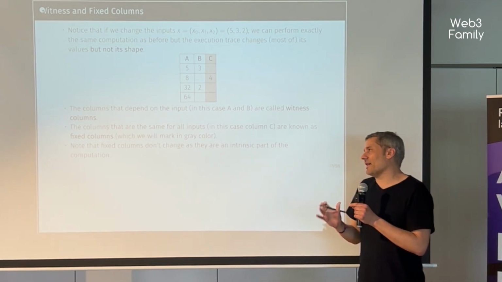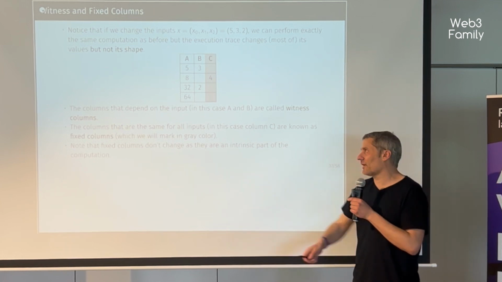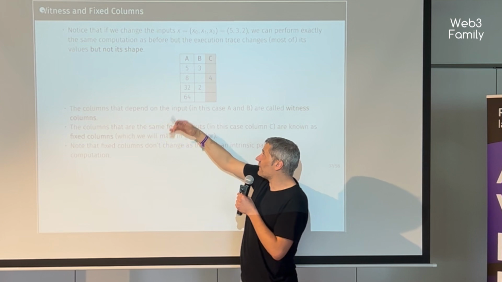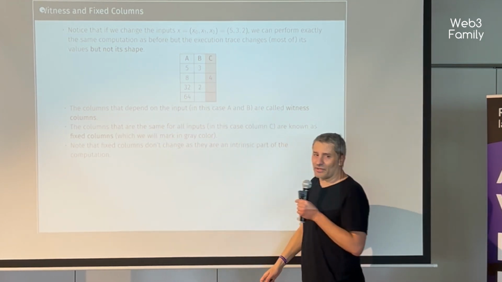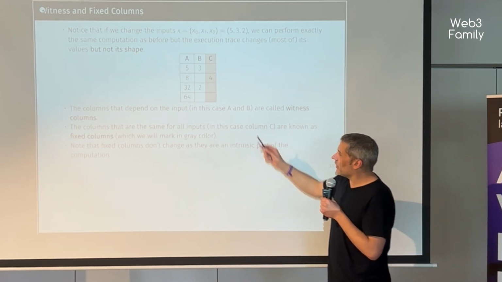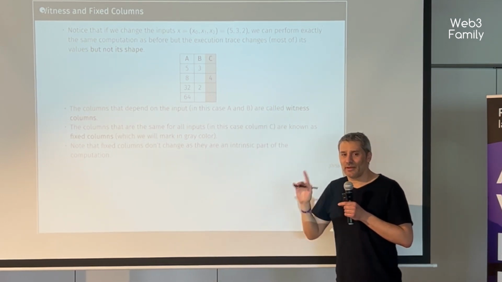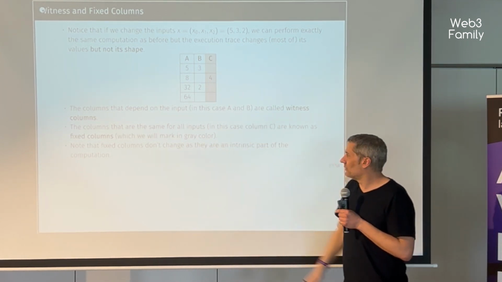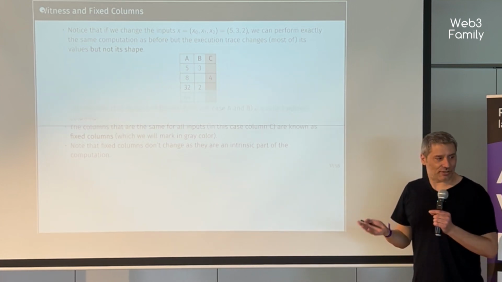Remember our use case. We are going to receive a bunch of transactions, and we need to prove the new state. So the data of these transactions will be our inputs that we will put here, and these columns change according to inputs. But column C, for a given computation, is fixed. So we call these the fixed columns. I put it here in gray. They are part of the computation.